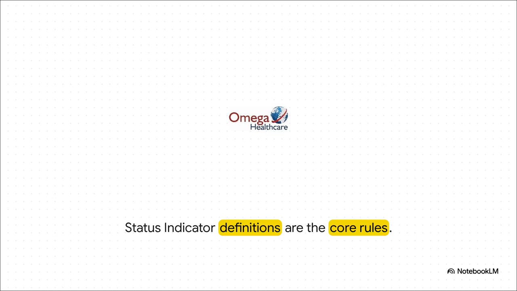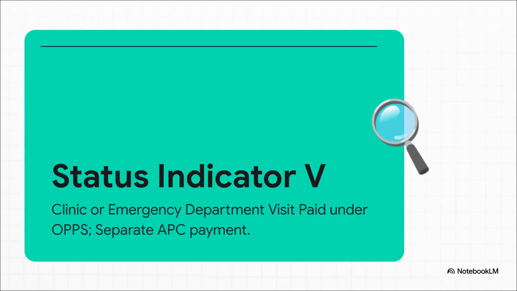Every ambulatory payment classification, your APC code, has a letter tagged to it. For ED coders, the big three you'll see every single shift are V, S, and T. Honestly, knowing what these three letters mean is your secret to accurate facility coding. Let's kick it off with status indicator V. The V simply stands for the visit itself.